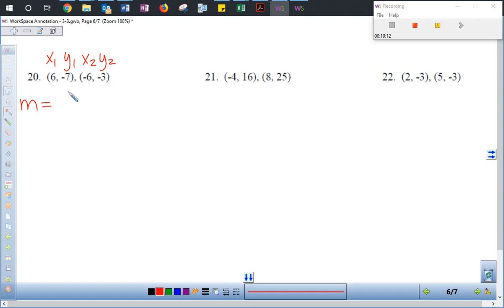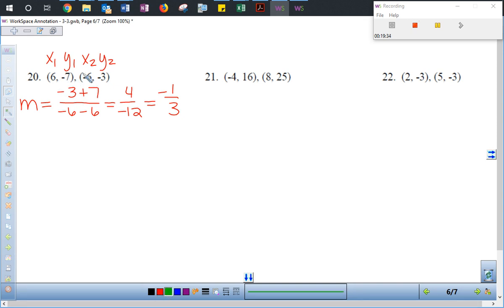M equals y sub 2 minus y sub 1, so negative 3 plus 7, over x sub 2 minus x sub 1, so negative 6 minus 6. Negative 3 plus 7 is 4, and negative 6 minus 6 is negative 12. 4 divided by negative 12 is negative 1 over 3.